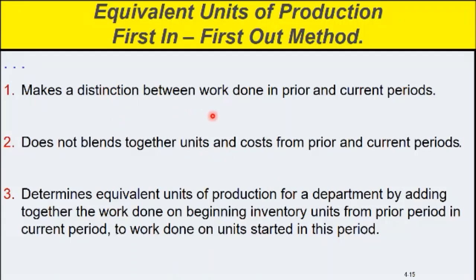Okay, now that might take a little thinking about. What is happening is the inventory that comes in from the previous process or from the previous period, you will take only the costs that it incurs within the current period, and you add that on to the work done on units started in this period. So basically, what you're looking at is the costs for the current period only.